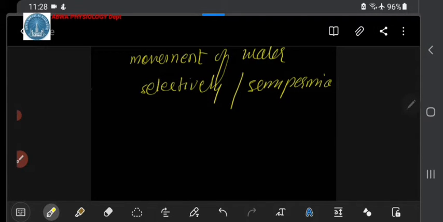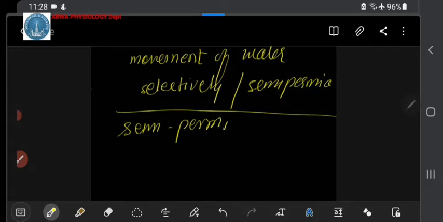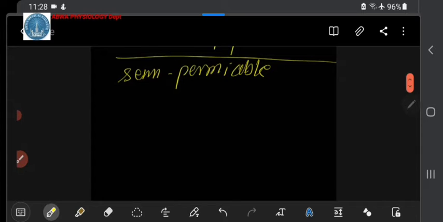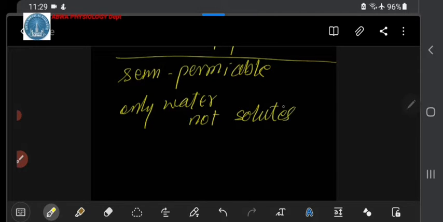Now, what about the semi-permeable membrane? Semi-permeable, I would write in short. Semi-permeable means that the membrane is permeable to water but not to solutes, for example sugar. Only water, not solutes.